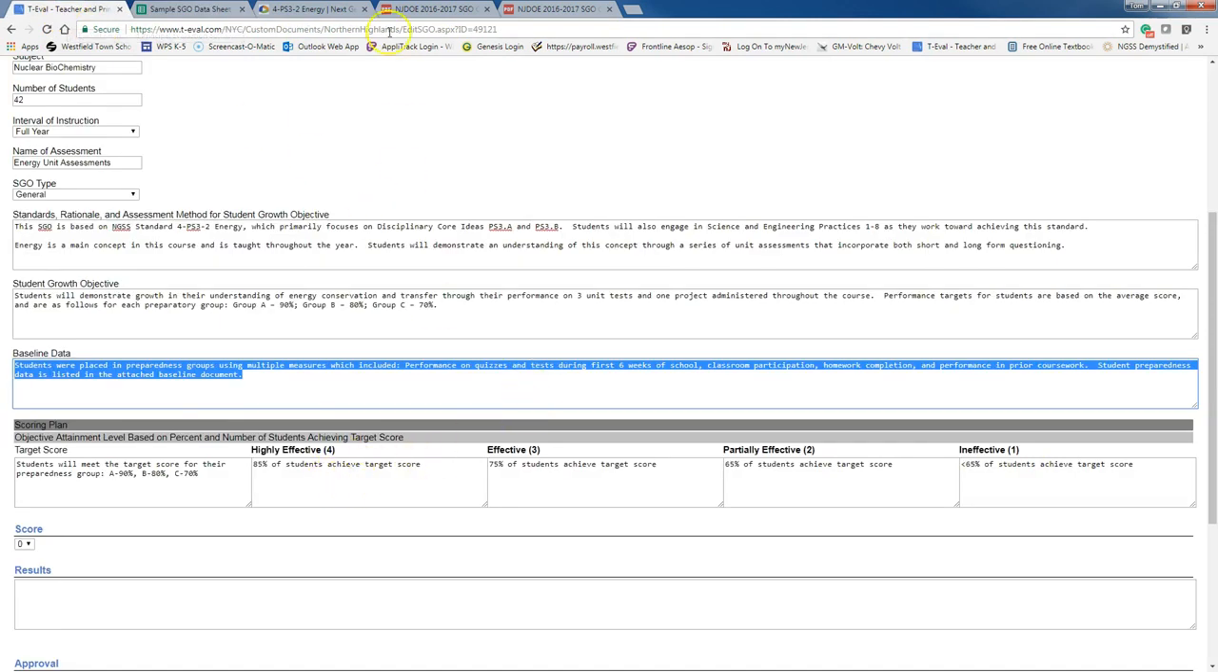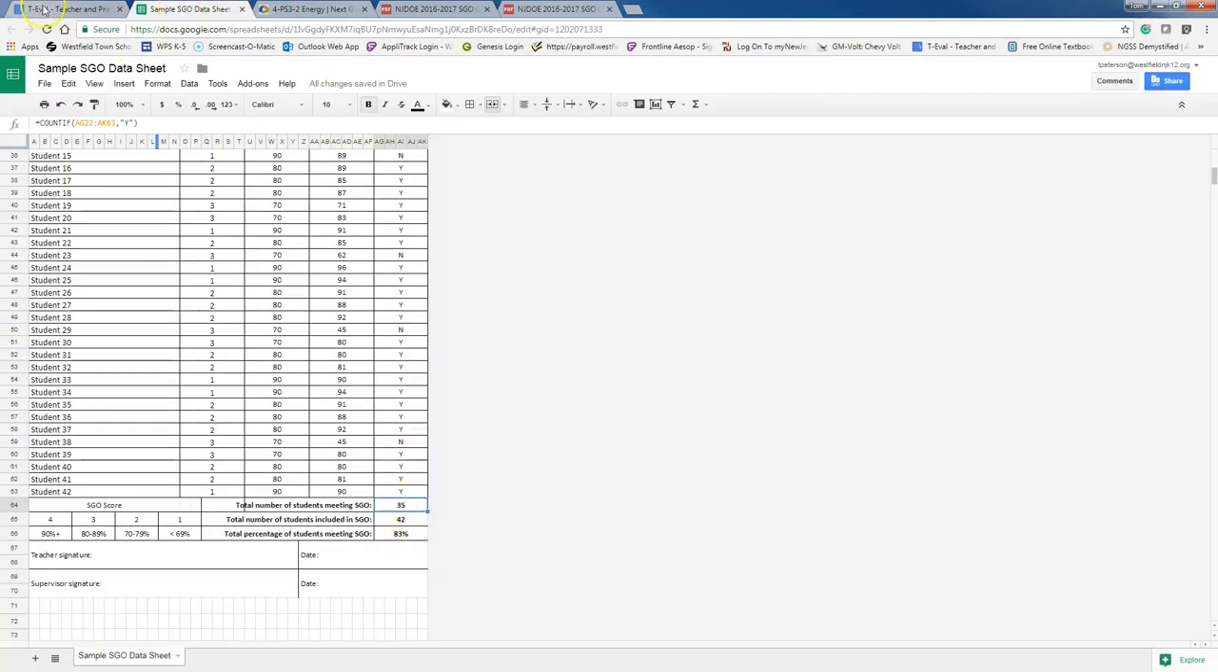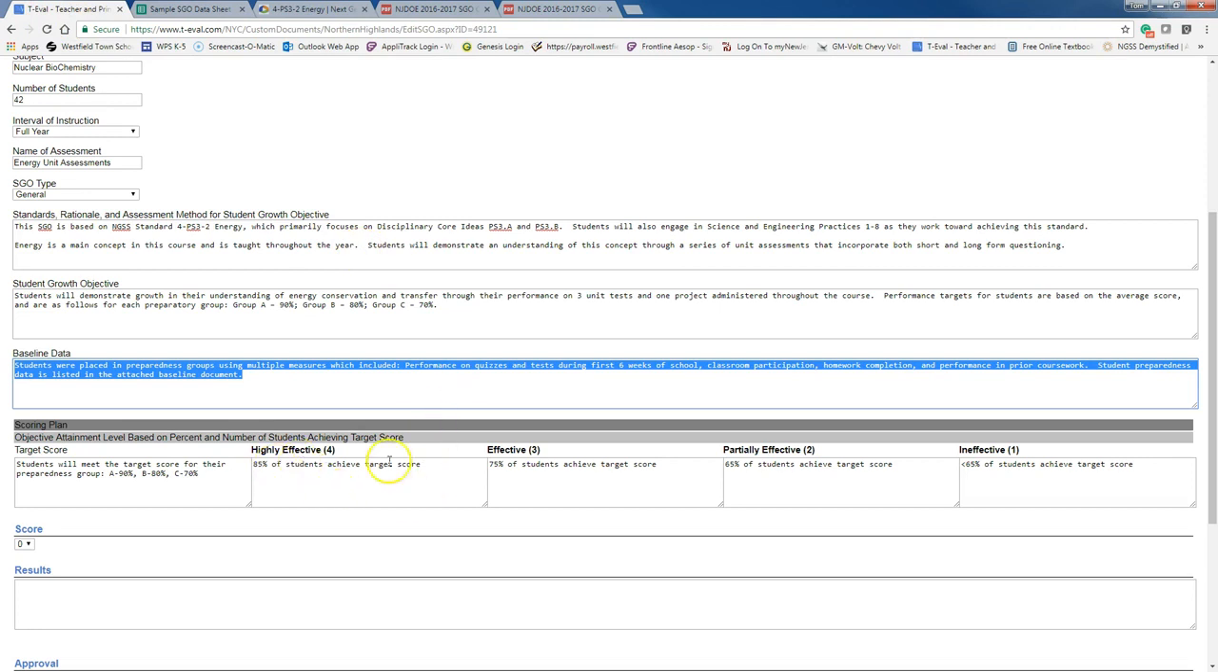So you'd go back and you'd say, 83% of my students met the SGO. It came very close, but my SGO would be considered effective in that instance as more than 75% of the students met the target score.